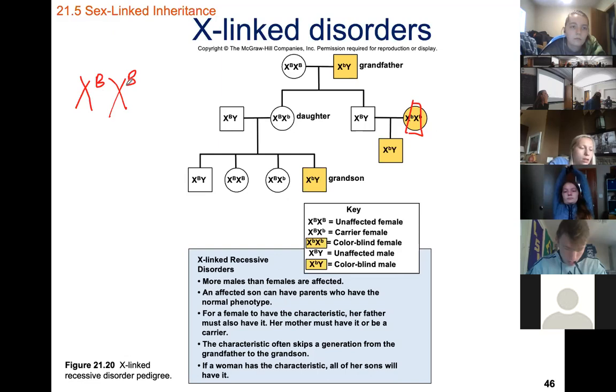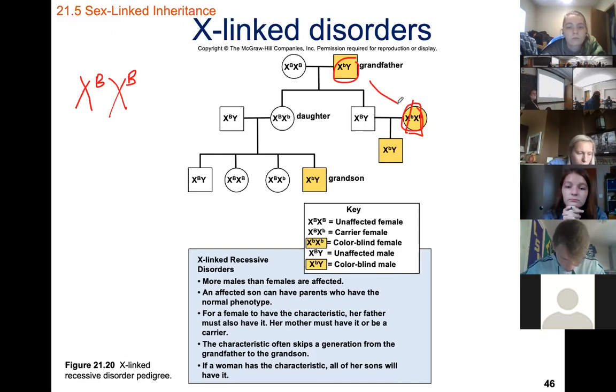What does that mean of the father, or the male figure here? It means that the father has to be colorblind, which is true. If you look back, the father is colorblind. So this individual here, compared to here, the father has to be colorblind.